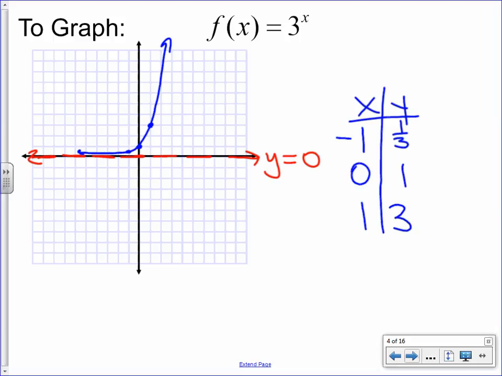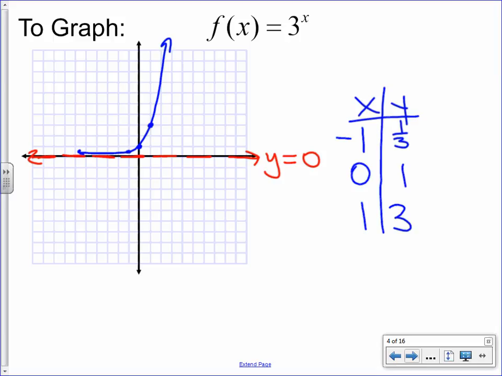If you want more points, go for it. But this would be the minimum. Okay? This is something that you're graphing without a calculator for me on Friday. So make sure you practice these without your calculator. Okay?